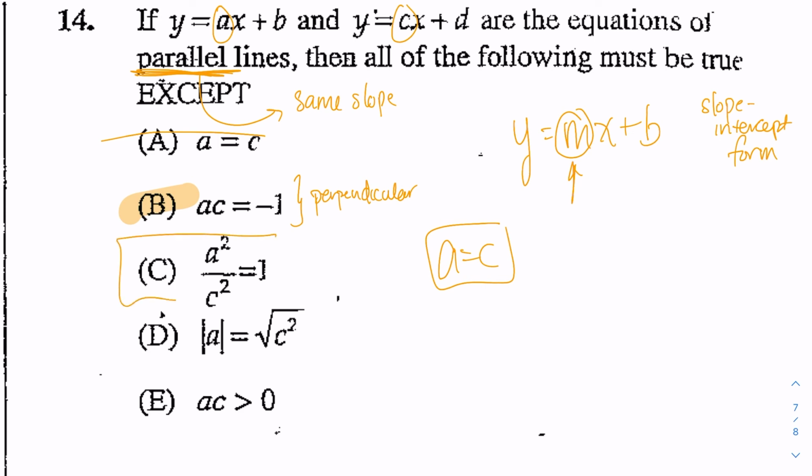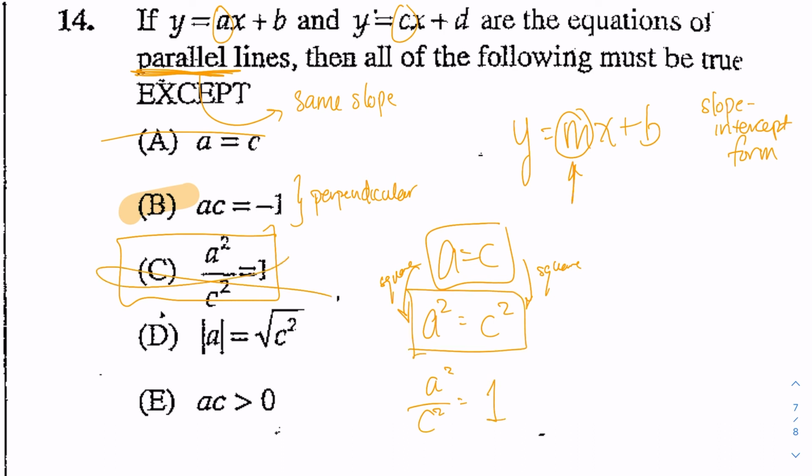So for choice C, for example, A squared over C squared is just going to be 1 because A is equal to C, so then A squared is equal to C squared when you square both sides. So A squared over C squared is just 1 because the numerator is equal to the denominator here. So C is true. Again, you're looking for one that is not true.